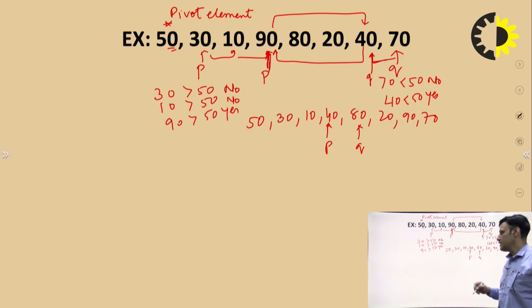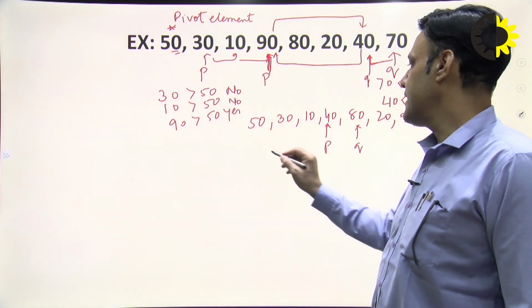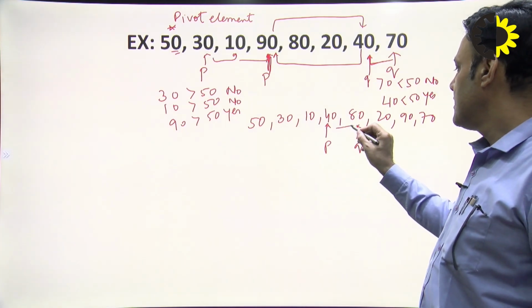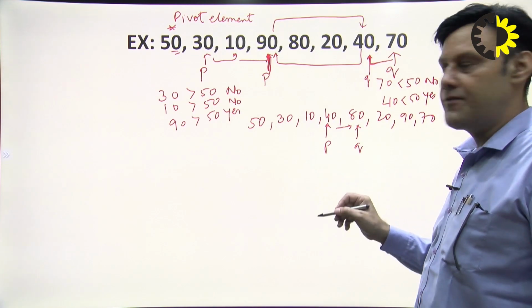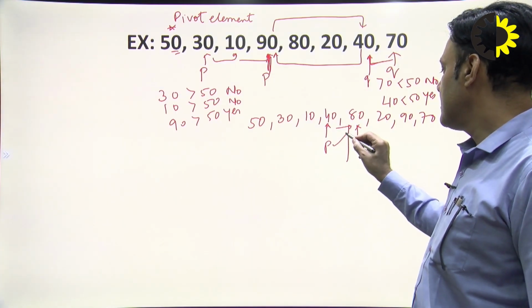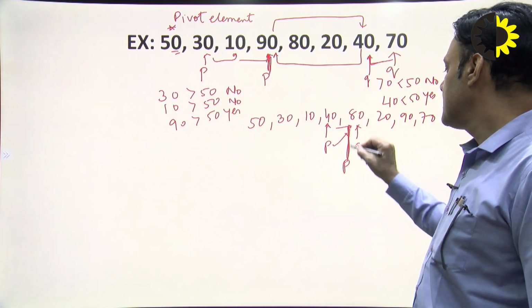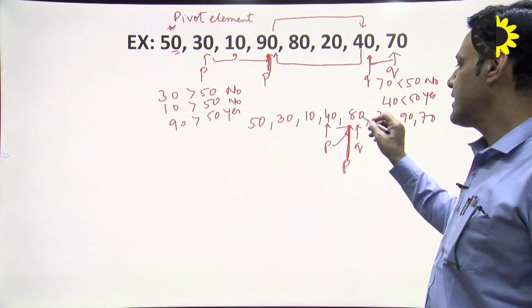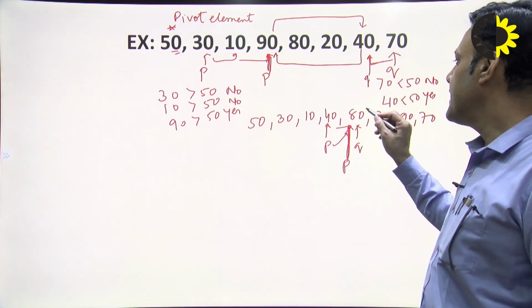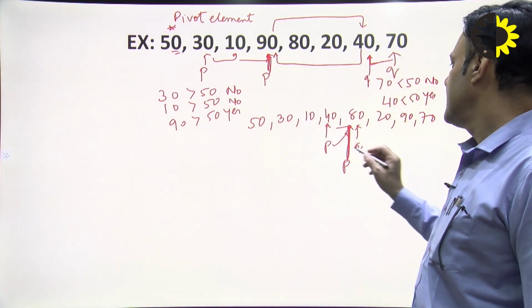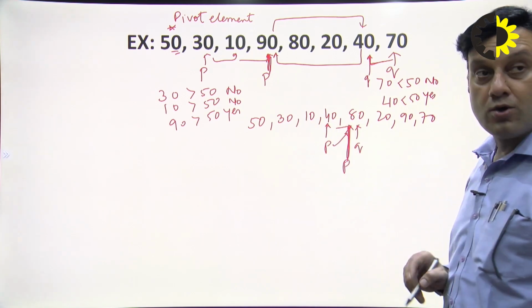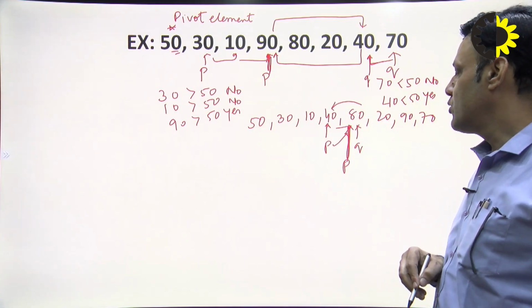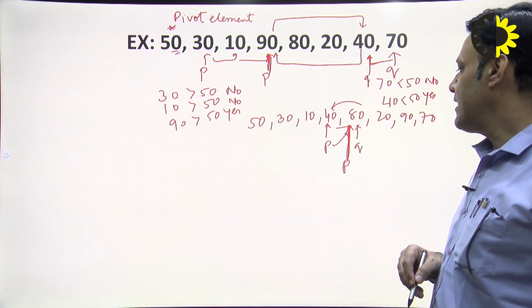Now again we will check. Is 40 greater than 50? No. Is 80 greater than 50? Yes. So P will come here and stop here, right? Then we will now compare Q. Q is on 80. Is this 80 less than 50? No. Then Q will overlap here. Q will overlap here.